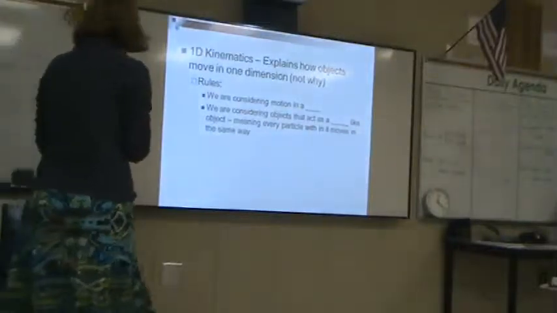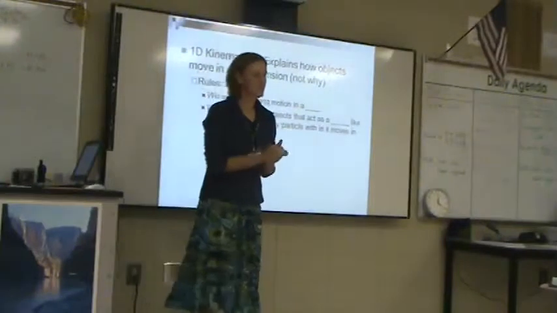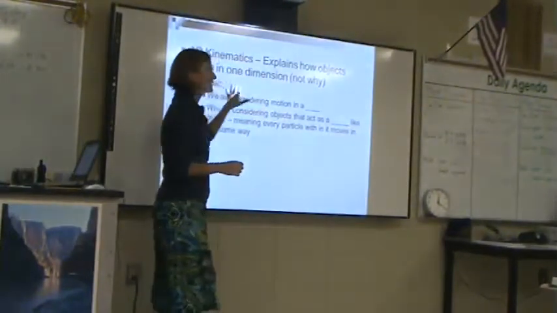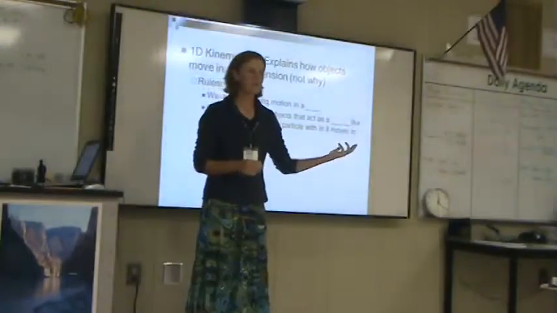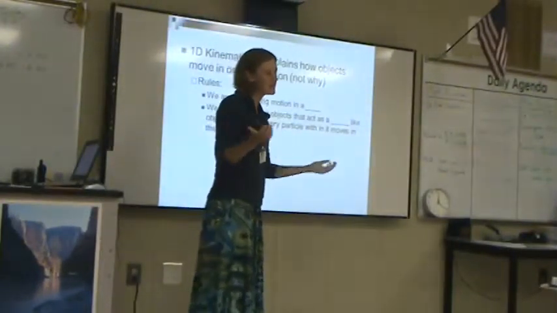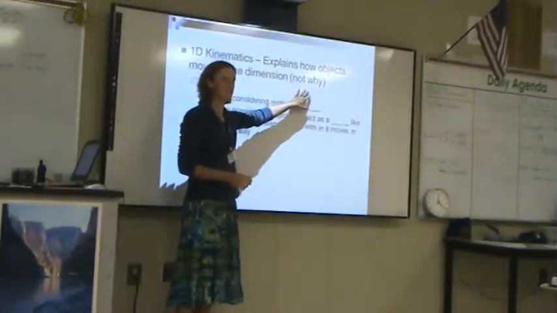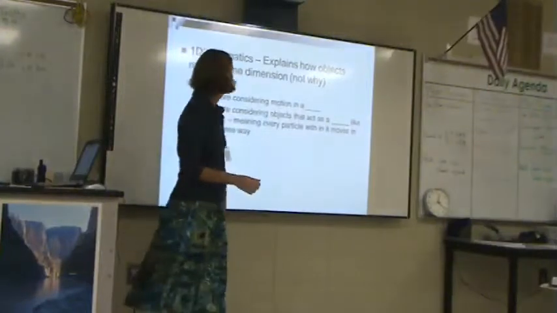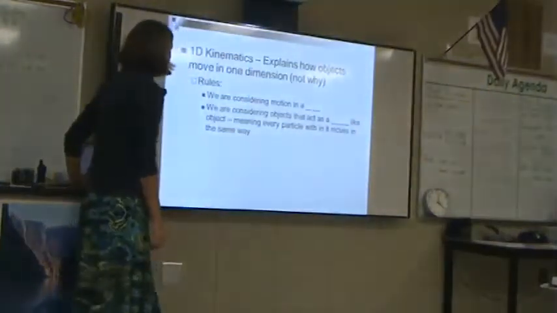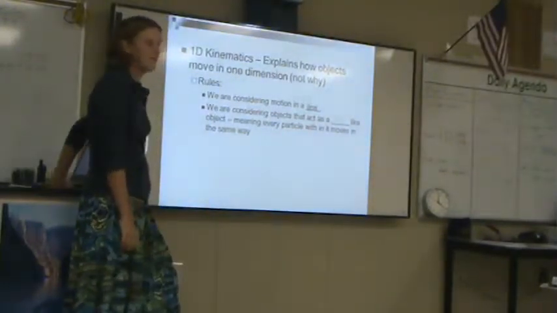Okay, so Unit 1, we should start with Chapter 2 in the book. This is one-dimensional kinematics. Kinematics is explaining how objects are moving, how fast they're going, how much distance they traveled, how much time it took, but not necessarily why. That will be when we study forces, called dynamics. So we're studying kinematics. Our rules for Chapter 2: we're considering motion in a line.